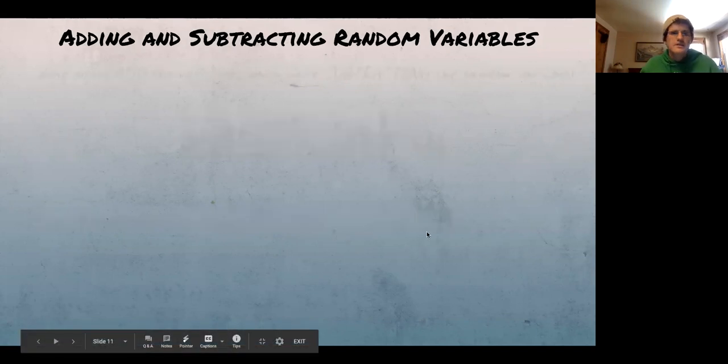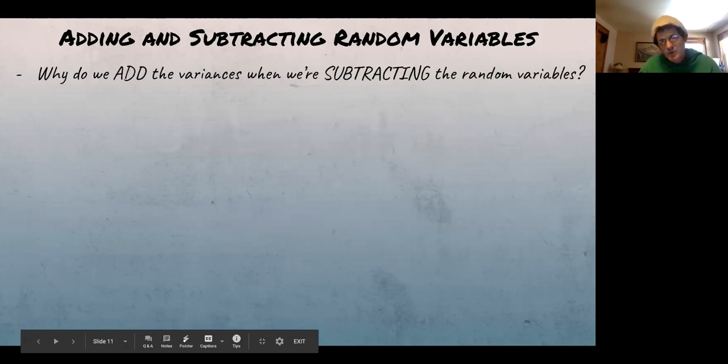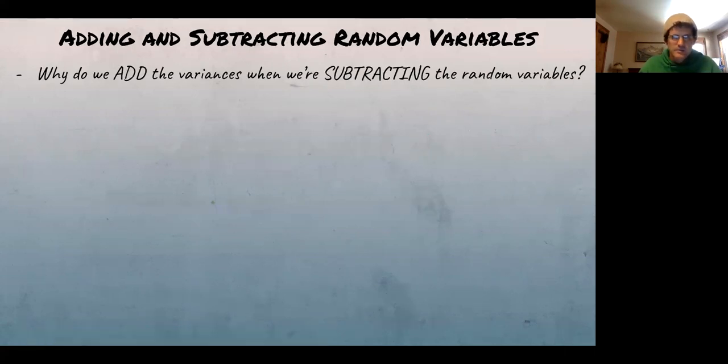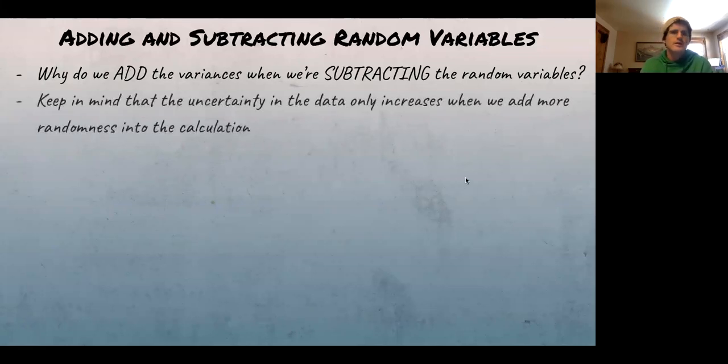So the question you might be having is, why are we adding the variances when we're subtracting the random variables? Your variance, and therefore your standard deviation, represents the uncertainty in the data, because it tells us we think it's going to on average end up here, but it could spread out from there. Each individual data point could be plus or minus a certain amount, right? There's uncertainty. So if we have multiple random events we're combining together, there's more and more uncertainty.